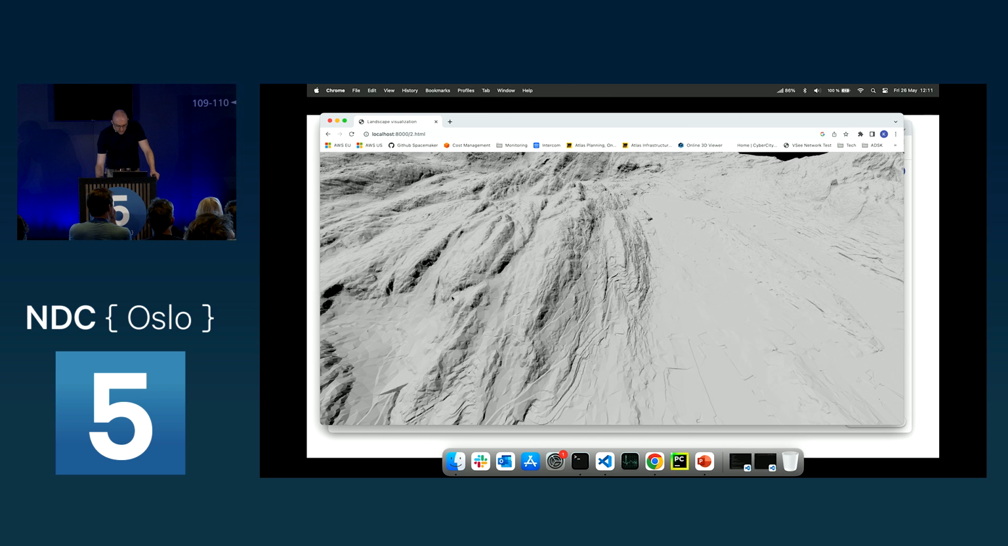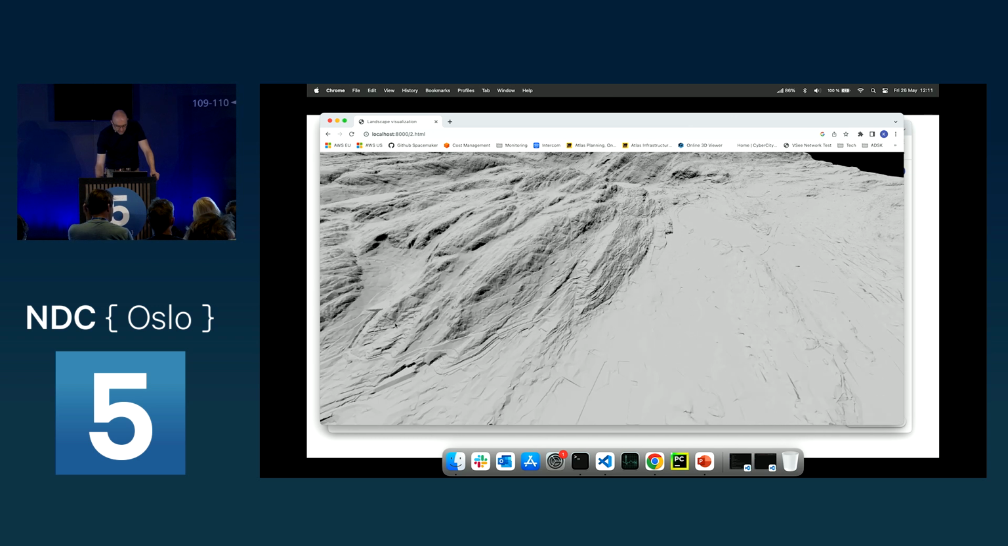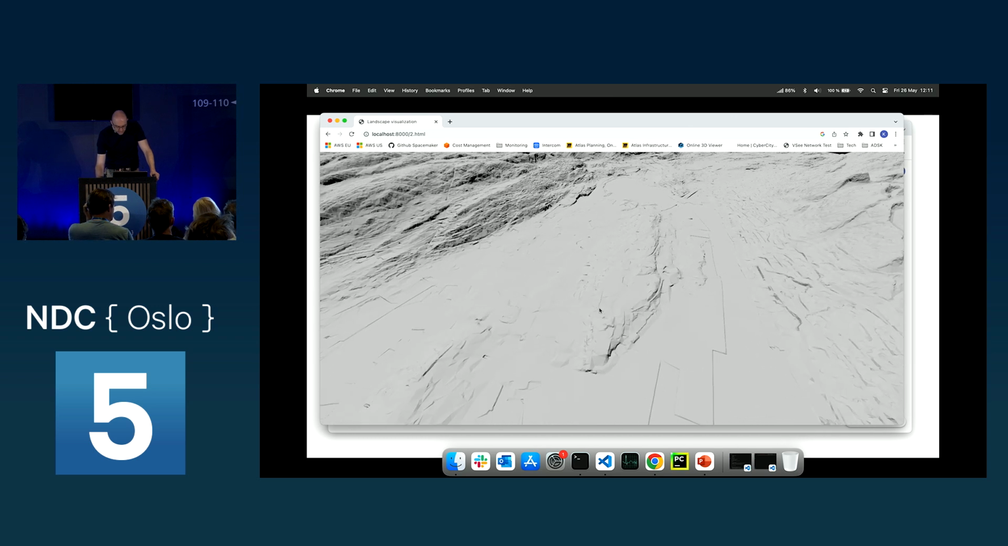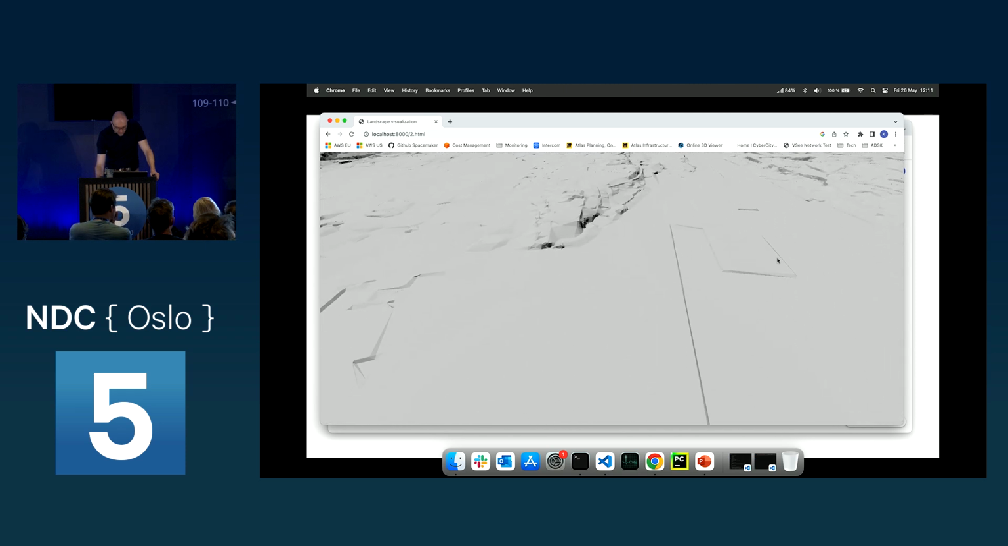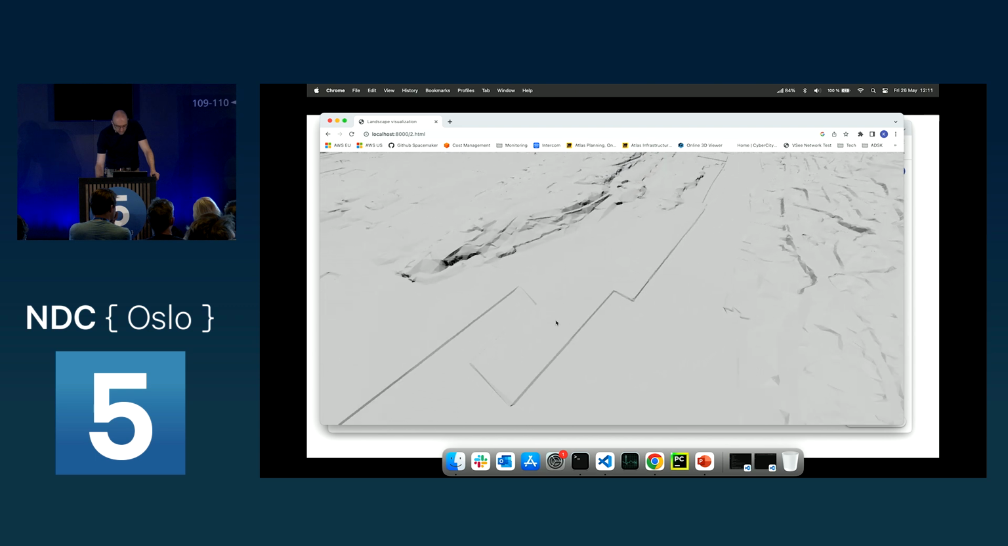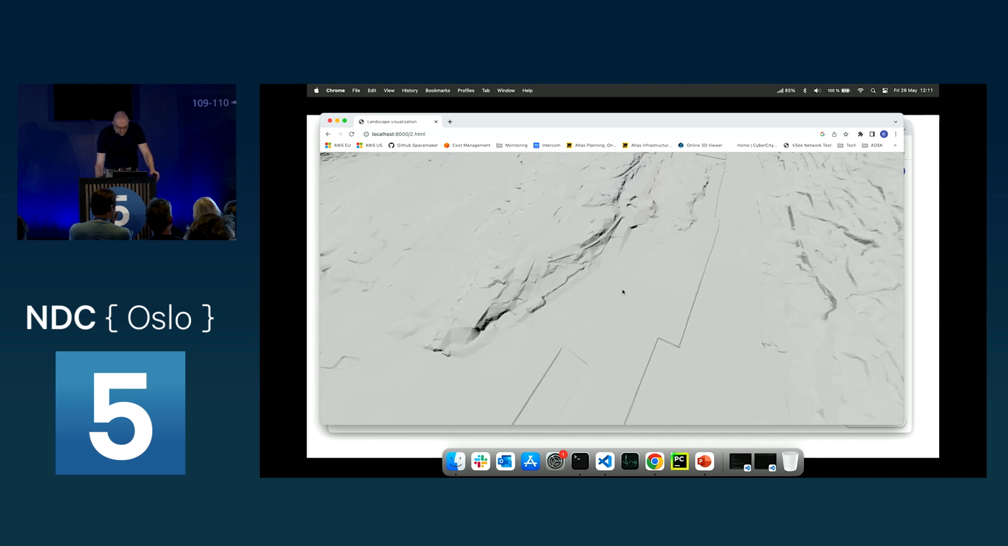So that's how Bergen looks in grayscale and just the surface. And we see some stuff going on here that seems to be man-made. Let's get back to that later on. It's not just mountains. There is more stuff.